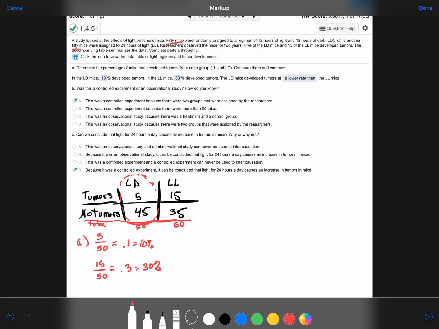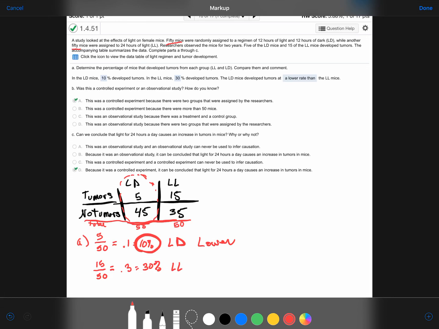Then in my particular scenario, it looks like these were the LD, these were the LL. So the LD mice developed tumors at a lower rate. This is lower than the other one. So really, I think a lot of the confusion on that one comes from what to take it out of. Just because it's not given in the chart, you have to make that total for yourself.